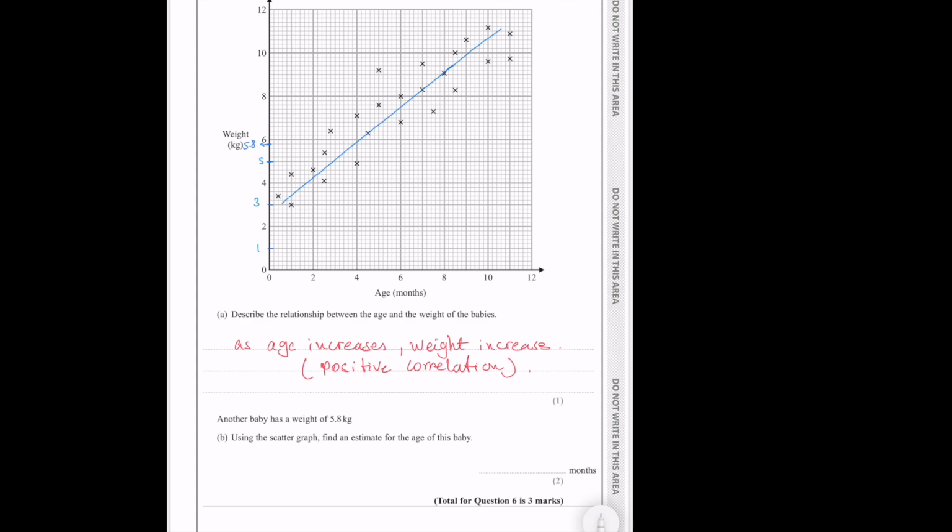I just wrote it by hand. You must use a ruler. Use ruler and pencil. And then you can estimate now. So you go to the weight of the baby, 5.8 kilograms. Always use a ruler. And then go down. And I got a nice number, which means my line of best fit is maybe good. So the answer is 4 months.